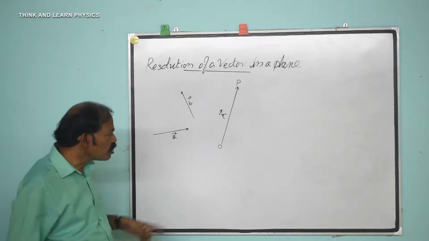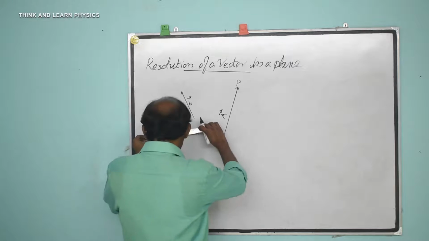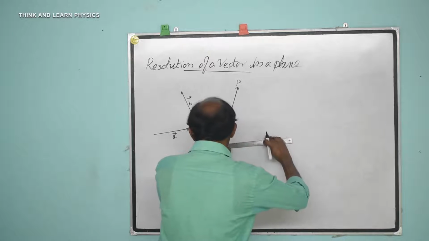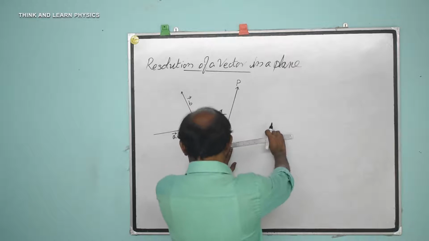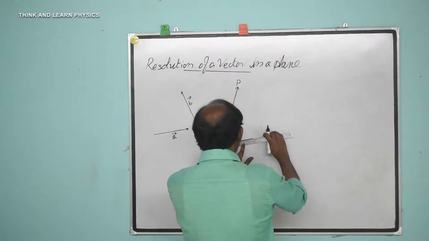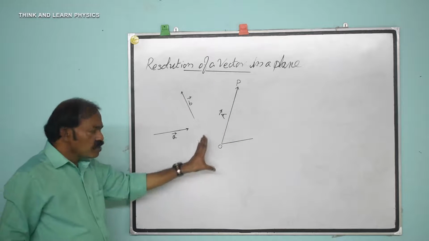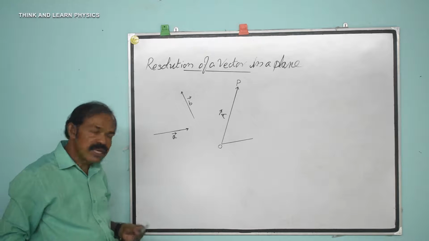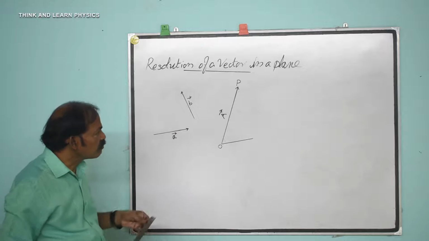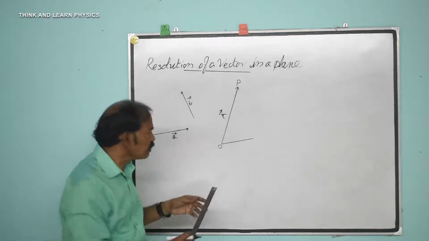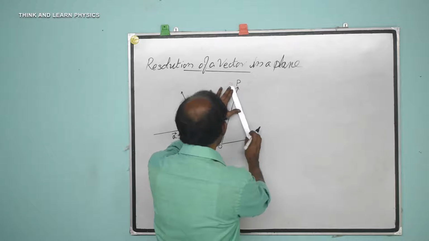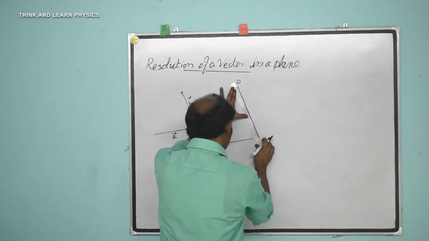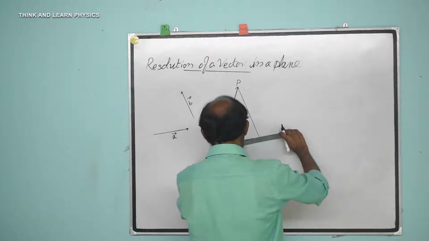That means we have to draw a line parallel to small a vector, through the tail O. This is the line drawn parallel to small a vector. Now we can draw another line parallel to B vector through the tip P of A vector. This line will be parallel to B vector. Let these two lines meet.